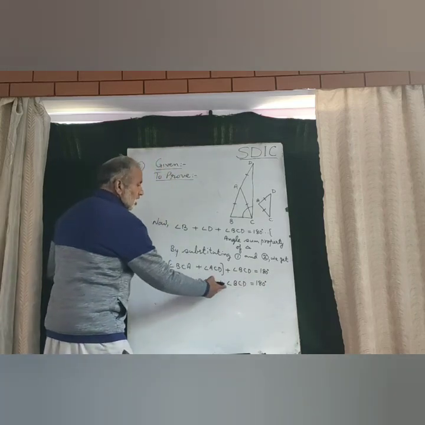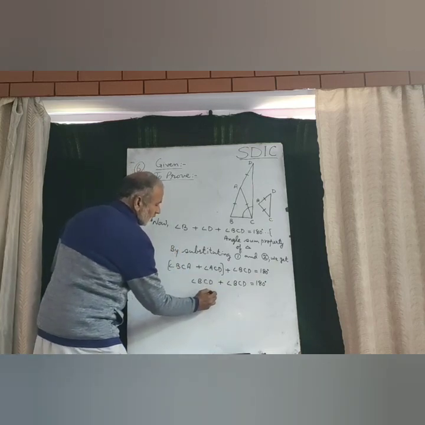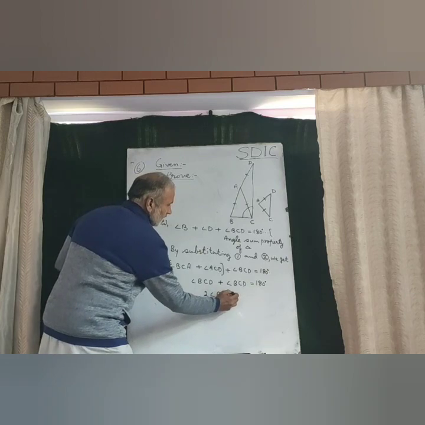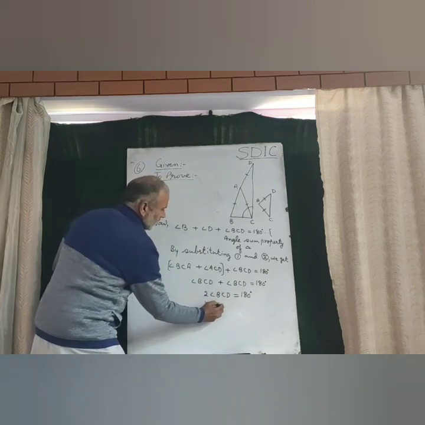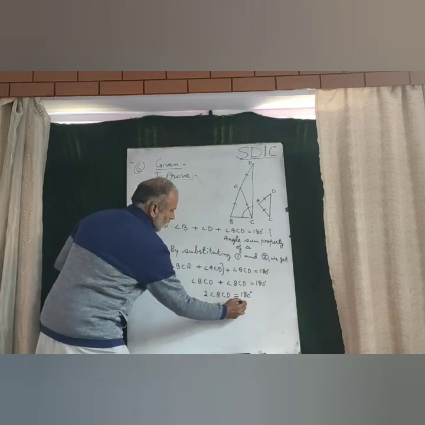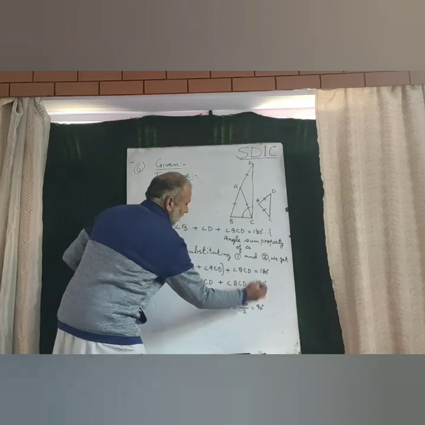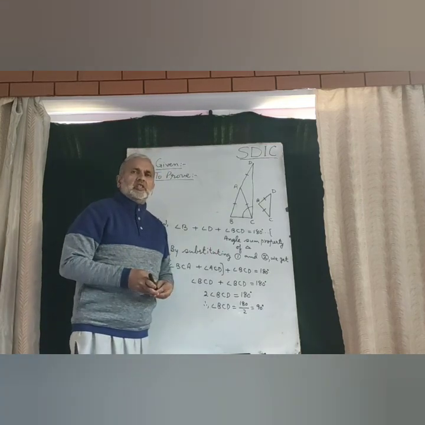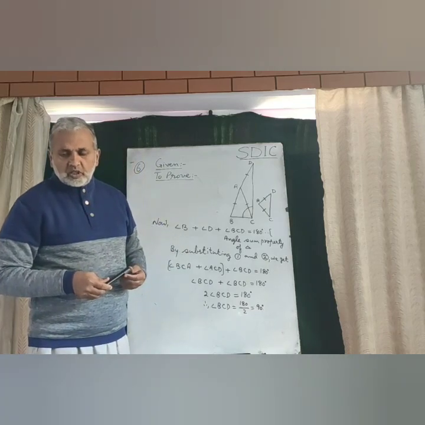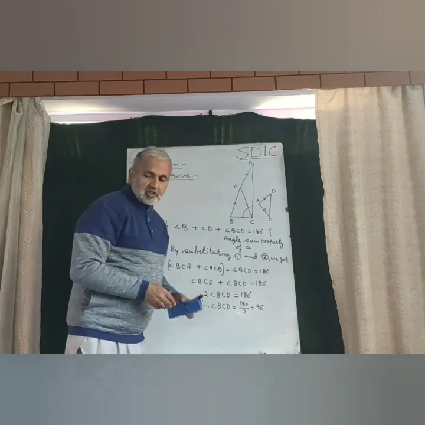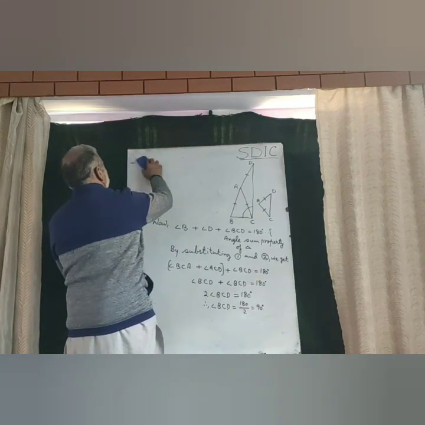Simplifying this result, these are like terms you have read in algebra. Same signs, you will add them. Twice angle BCD is then equal to 180. What will be therefore angle BCD? 180 divided by 2 is equal to 90 degrees. That was the result to be proved. With that, we complete the solution of this question number 6, over to question number 7.